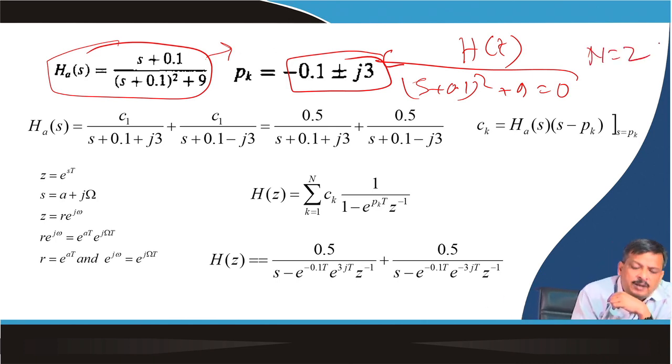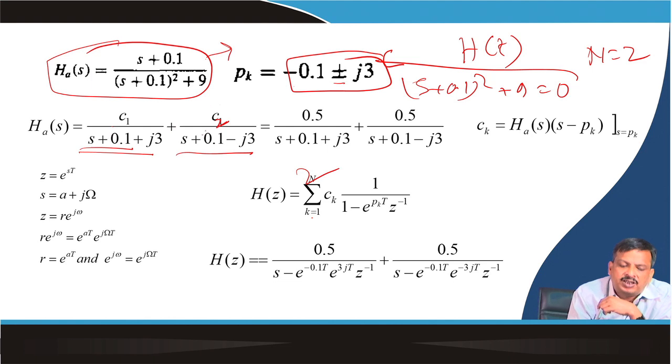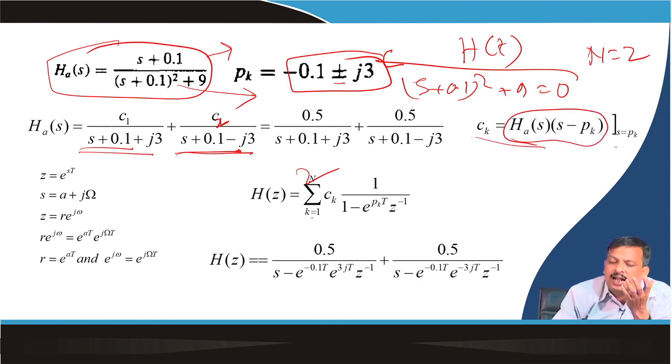So, I can say it is summation, k equal to 1 to 2, C1 by P1, this will be C2, sorry. Let us say P1 is the complex root with plus sign and P2 is the complex root with minus sign. So, C1 by this one plus C2 by this one. Now, how can I solve it? By algebraic expansion, Ck is equal to H(s) into (s minus Pk) at s equal to Pk. I have already explained these methods earlier.